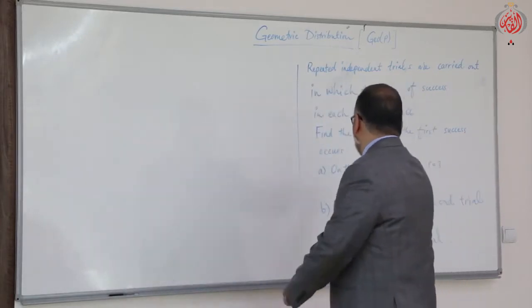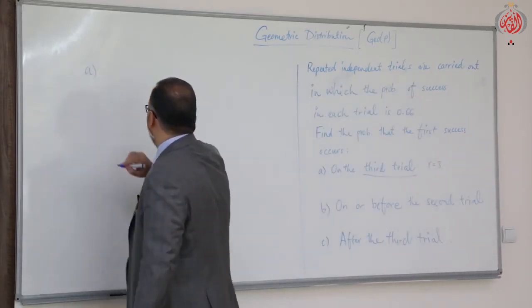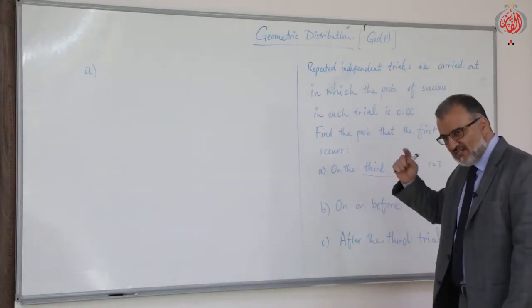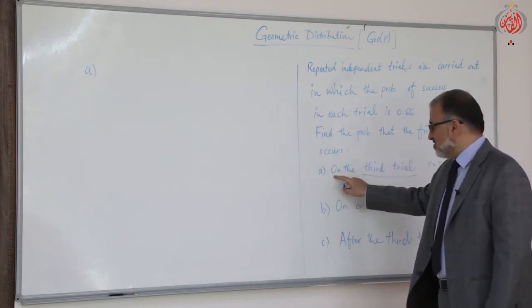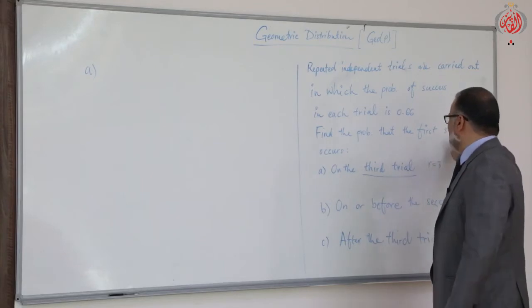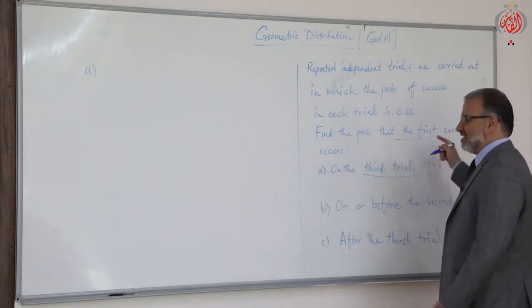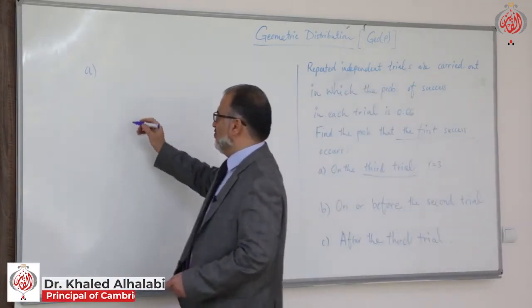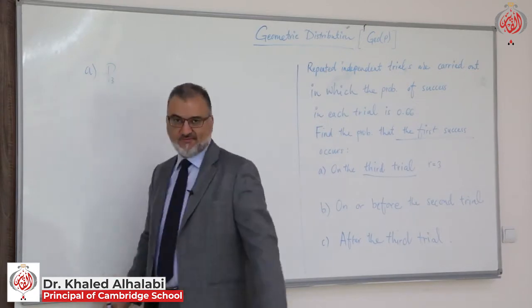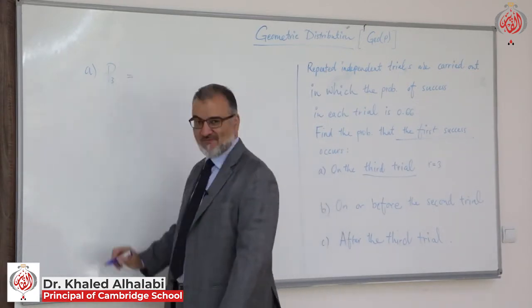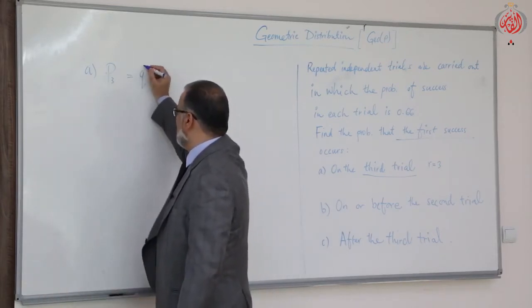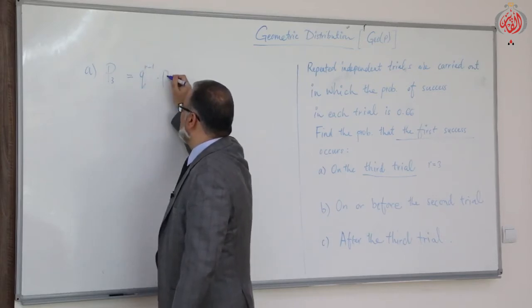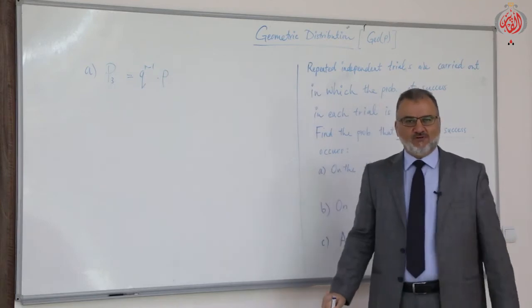I will write now A. I will solve A here for you. After reading the question more than once, twice, thrice, till you understand, we'll start answering the question. On the third try, what's the probability that the first success occurs? First success, the meaning of geometric distribution, occurs on the third trial. So you will say probability 3, when R is 3, equals what? We said Q to the power of R minus 1 times P, always P to the power of 1 always.